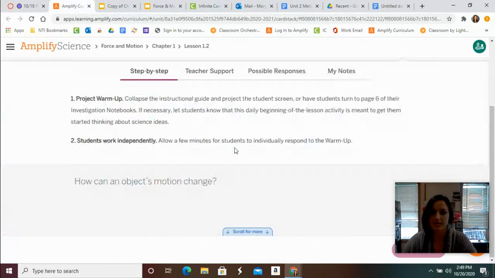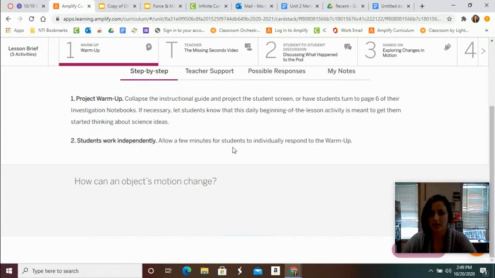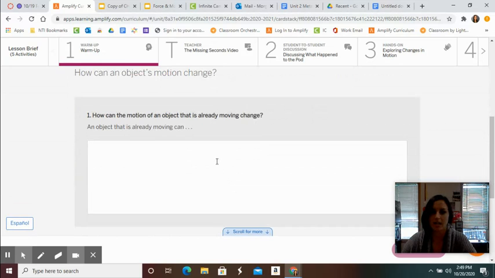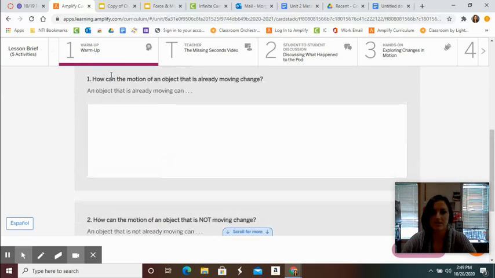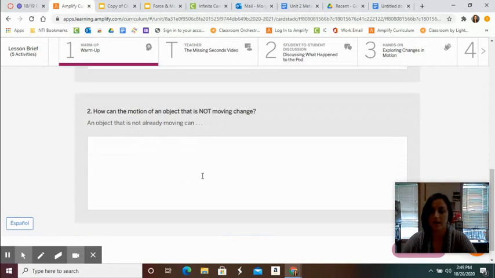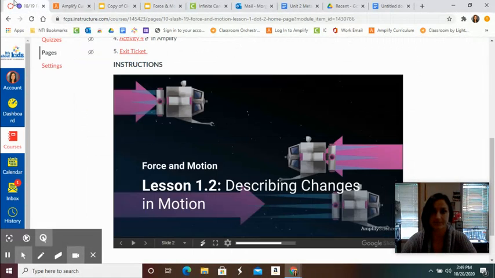So the warm-up down here, like I said, we are kind of thinking about how an object's motion can change. And so this is, like I already said, initial thoughts. So it's okay if you're not 100% sure yet. So there are 2 questions. The first one is how the motion of an object that is already moving can change. And then how can the motion of an object that's not moving change? So you're going to kind of answer those and hand that in.